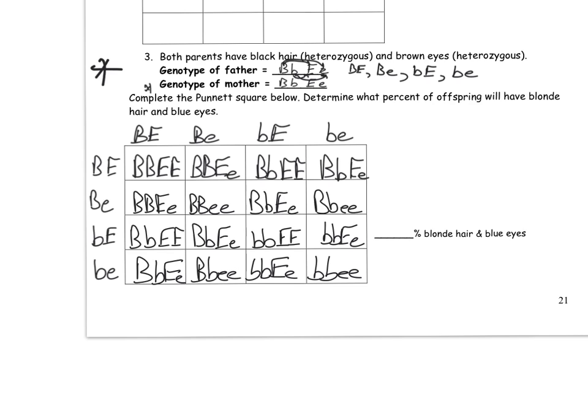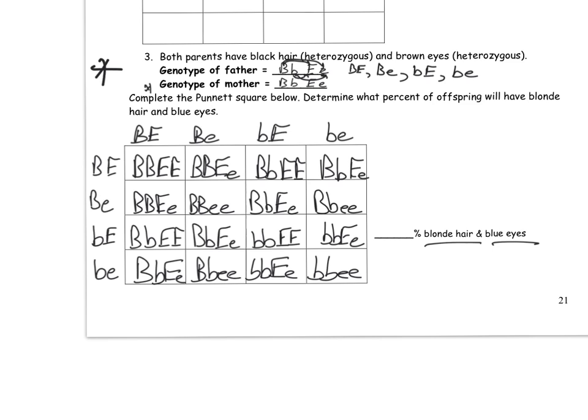So if you want to know how many of these are going to have blonde hair and blue eyes, that's little b, little b, little e, little e. How many of these do you see here are going to be blonde hair and blue-eyed? Only one out of 16. Only one out of 16.